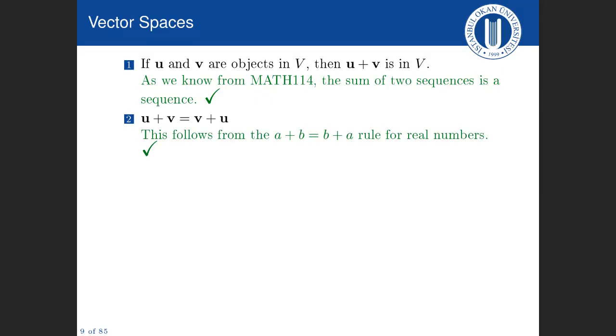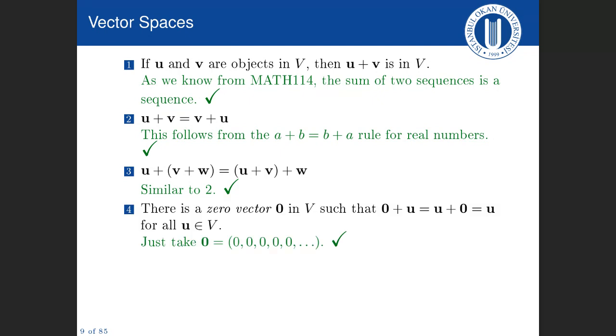Axiom 2, u plus v is equal to v plus u. That's an easy one. That rule is true for numbers, and therefore straight away it passes on to being true for sequences. Axiom 3, u plus (v plus w) is the same as (u plus v) plus w. Just like axiom number 2, this rule is true for numbers, and that passes on automatically to sequences. Rule number 4, there is a zero vector such that 0 plus u is u and u plus 0 is u.